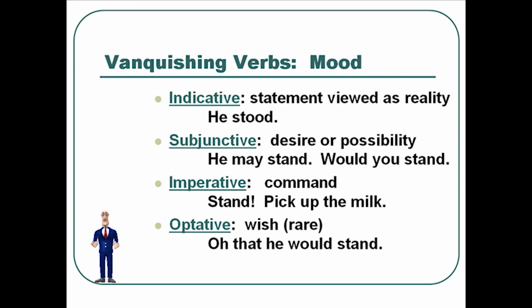So the four moods in Greek are then the indicative, and that's what we're studying, the present active indicative. Later on, we'll learn about the subjunctive, the imperative, and a little bit about the optative, or the wish mood. And I'll bet you wished that the Greek didn't have so many moods, voices, and tenses.